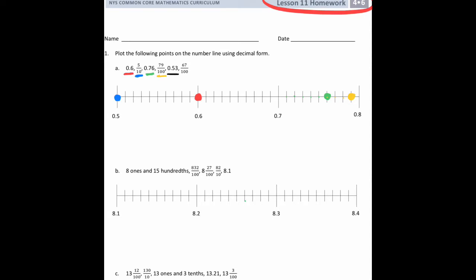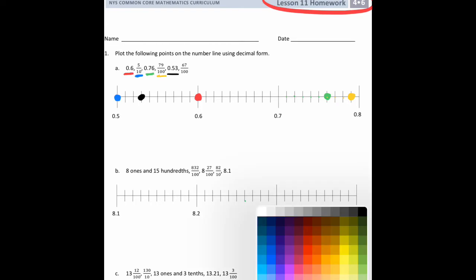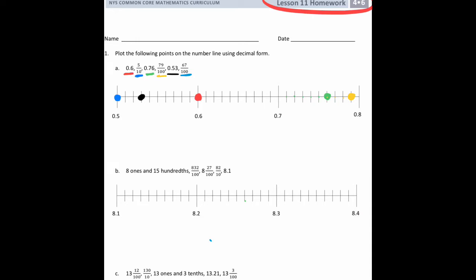0.53 would be at 5/10 and count over 3/100, so 1, 2, 3, be about right there. And then 67/100 would be 6/10 and 7/100. So I'm going to go to 6/10, I'm going to count over 7, and I'm going to put it right here. Well, 6/10 is the same thing as 60/100, 7/10 is the same thing as 70/100, so I know it's going to be between here. I'm going to count over 7, and put it right here.